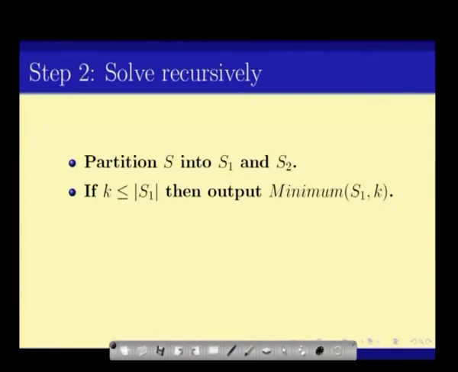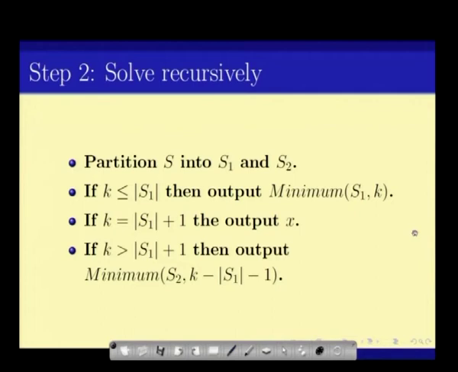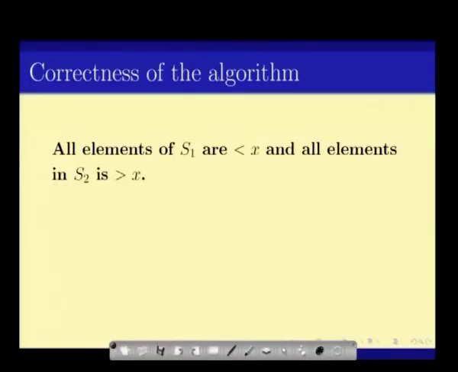If k is less than the size of S1, then we output Min(S1, k). If k is exactly S1 plus 1, we output the pivot itself, and if k is greater than S1 plus 1, we output Min(S2, k minus S1 minus 1). The algorithm is kind of simple. All that we are doing is trying to find a pivot such that we can split this set S into a good subproblem. Here is the correctness of the algorithm.